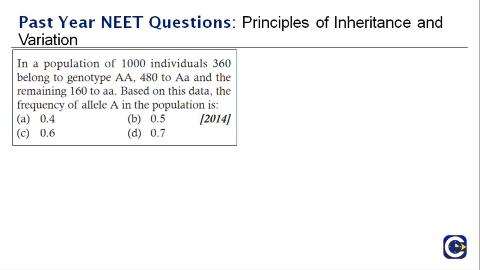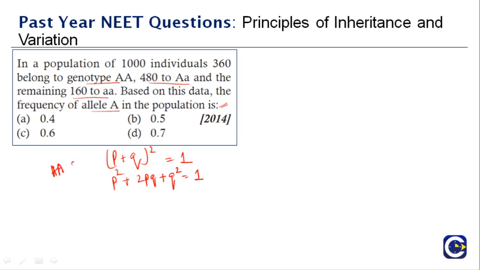In a population of 1000 individuals, 360 belong to the genotype AA, 482 Aa, and the remaining 162 aa. Based on this data, what is the frequency of allele A in the population? It's a very simple question based on the Hardy-Weinberg Principle, which says that the frequencies of the two alleles and their squares sum to 1. P and Q are the different alleles, or P square plus 2PQ plus Q square is equal to 1.